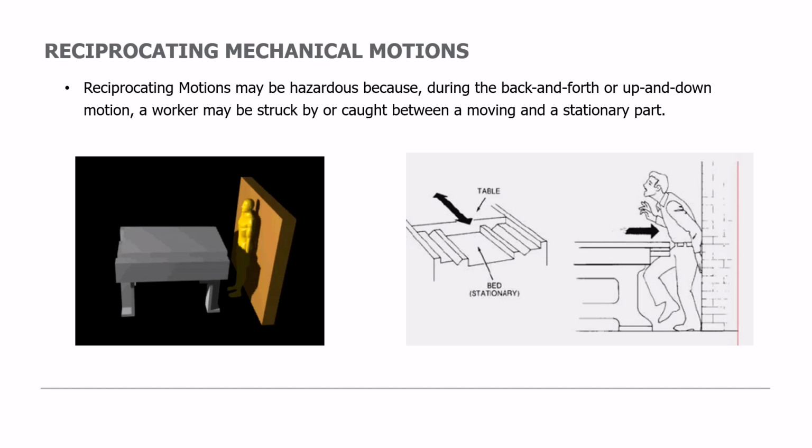And then, of course, you get reciprocating motion. Reciprocating motion may be hazardous because during the back and forth or even the up and down motion, a worker may be struck or caught between a moving and a stationary part. A good example of that is the gentleman up against a solid brick wall. The particular machinery he's working around has one specific type of motion, and basically it goes directly back and forth. It's what they call a reciprocating mechanical motion.